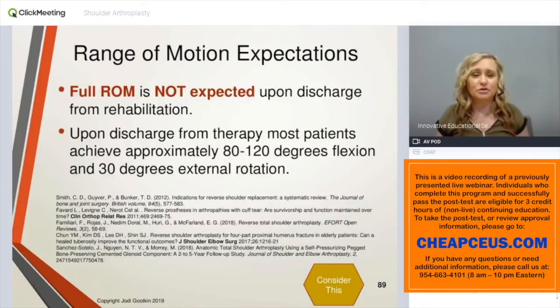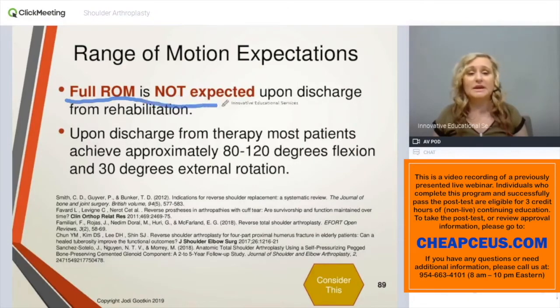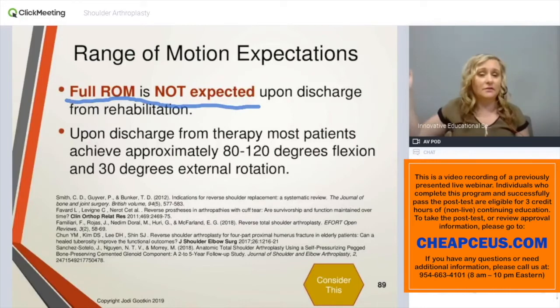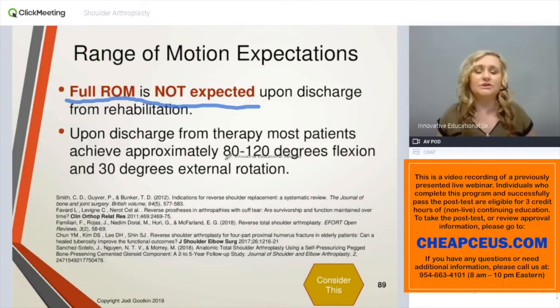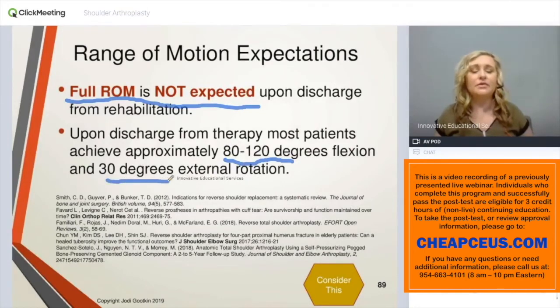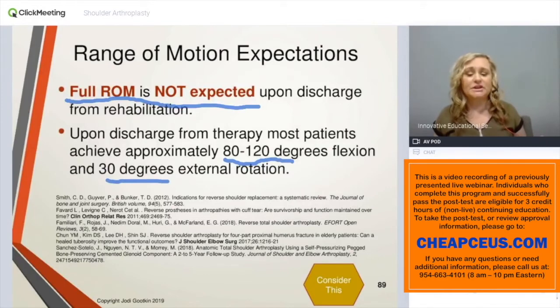In terms of how much range of motion we can expect, there's not a magic number. What they are finding in the research is several consistencies. And the big consistency is that you're not expecting to get full 180 range of motion out of the patient in full rotation. Generally speaking, what most of the research tends to agree on is that most individuals are going to achieve between 80 and 120 degrees of flexion and about 30 degrees of external rotation.